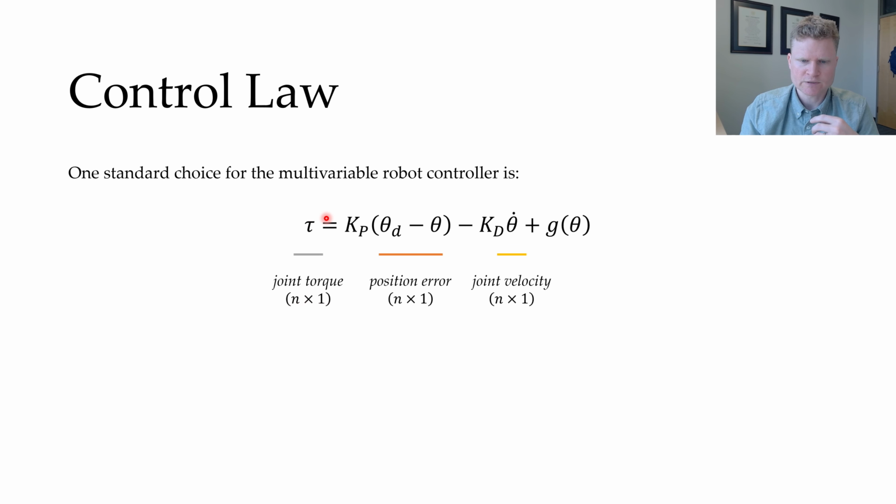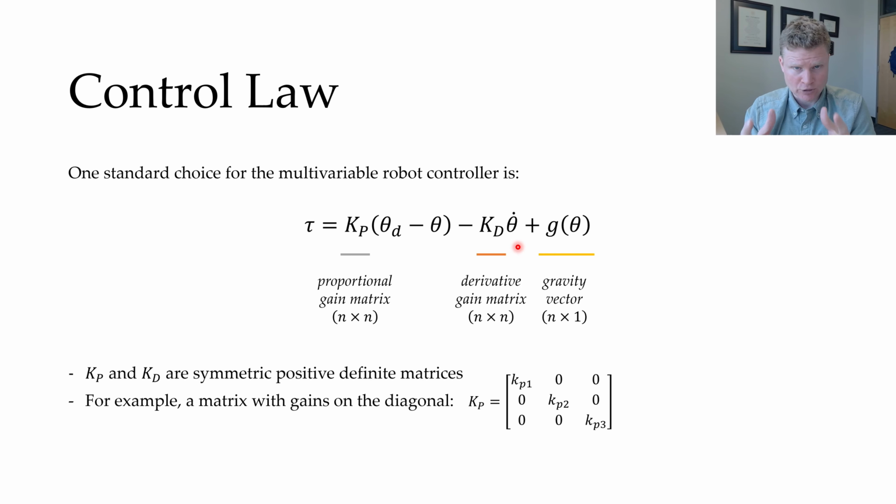So here's my joint torques. And then on the right side, I've got my position error and my joint velocity. Again, these are n by 1 vectors because I'm thinking about my entire robot arm. Now, there are a few terms in this equation that I can tune. The first one is my Kp, and the second one is Kd. These are kind of like PD gains, but they're now lifted into a matrix space. So Kp will be an n by n matrix, and Kd will also be an n by n matrix.